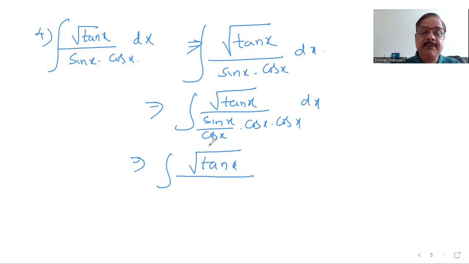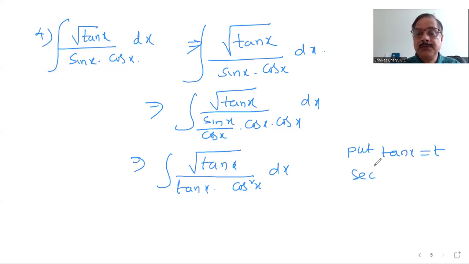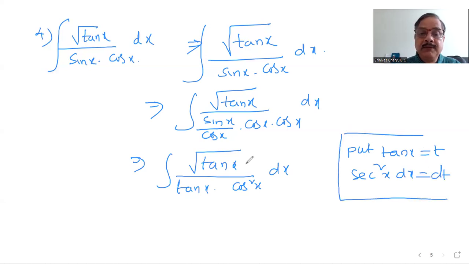Root tan x divided by sin x by cos x will become tan x. This will become cos square x. Cos square x. Next, substitutions we can take. Put tan x is equal to t, so that secant squared x dx will become dt. So now here we observe 1 by cos square x dx is called secant squared x. So in this sum, a little bit one more step I'll put.